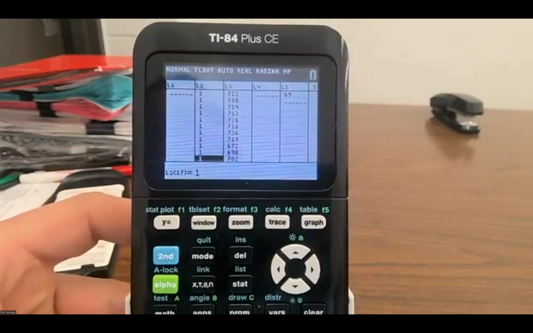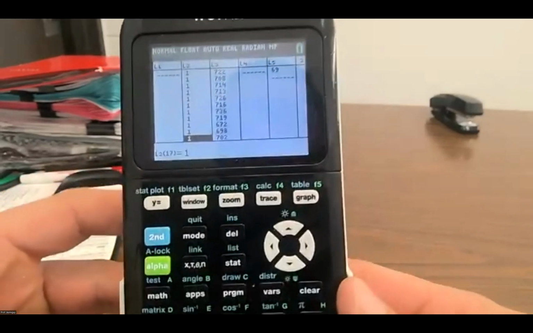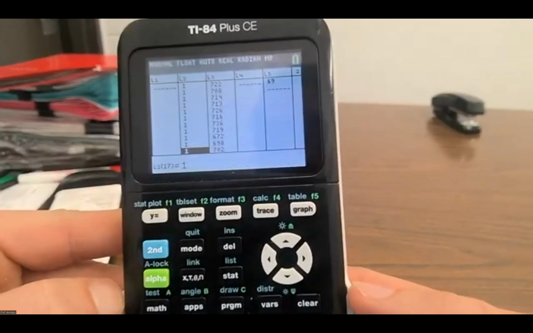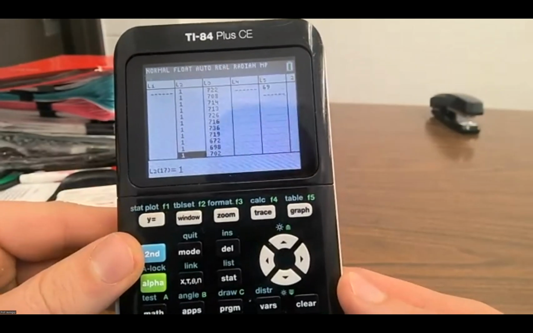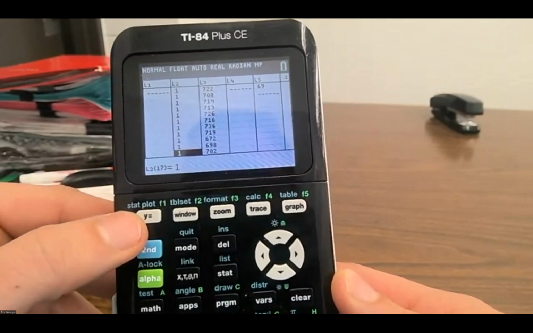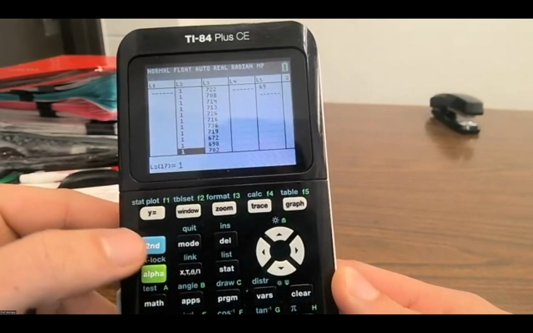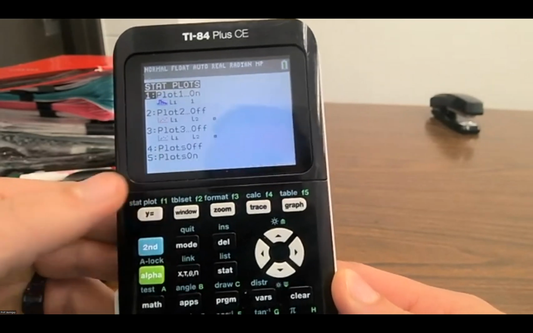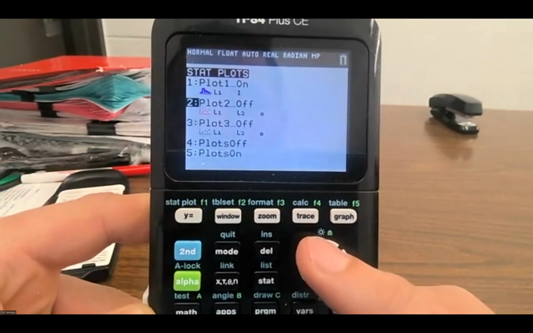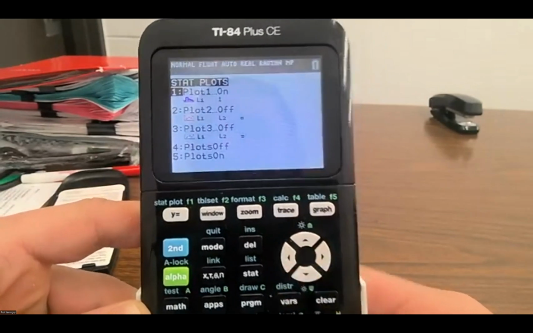But I want to kind of get ahead of the notes. This is something that we're going to do later in the course, and create a chart called a histogram, which is basically a bar chart. So the way we do that, second y equals, because I want to get to the plots, stat plot. Make sure everything's off. And I'm going to click on 1. The first one's on, and that's okay.